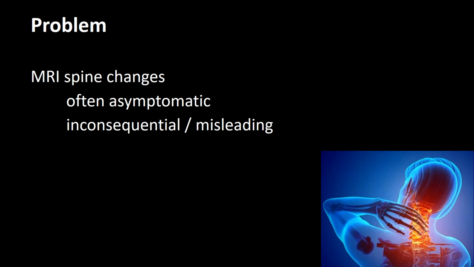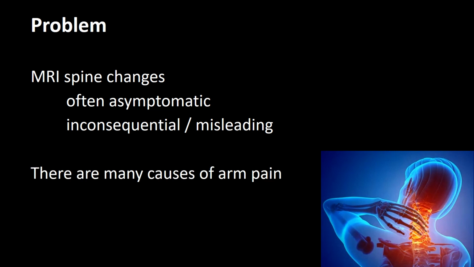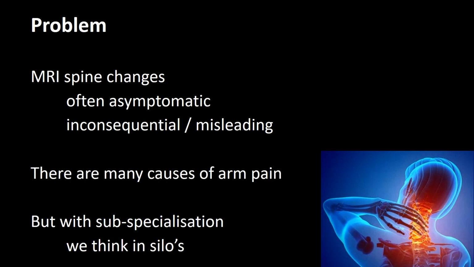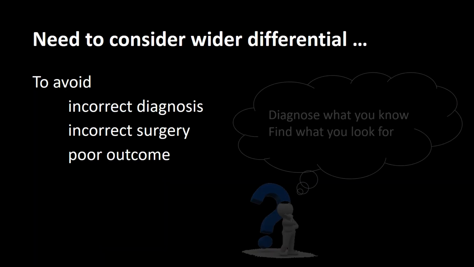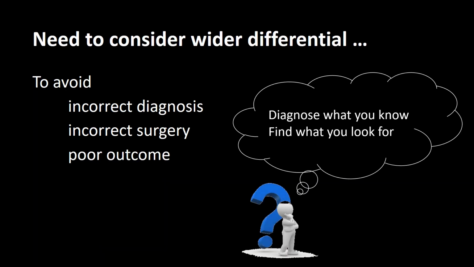In addition, MRI spine changes are often asymptomatic and in fact inconsequential and misleading. There are many causes of arm pain, but with our subspecialization, we think in silos. We need to consider a much wider differential to avoid making an incorrect diagnosis, which will lead to incorrect surgery and a poor outcome. As we diagnose what we know and find what we look for, we need to improve on both these fronts.